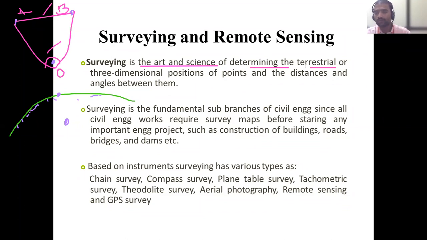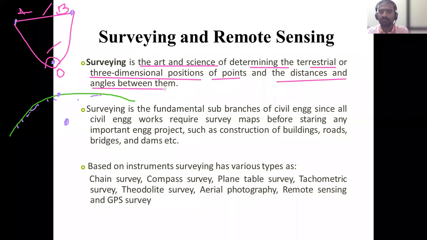Ground के ऊपर जो है ना, that is called as terrestrial. Or three-dimensional position of a point. एक point है that is on the surface of the ground and the distances and angles between them. Okay, so I can define like this also. Surveying is an art of determining the relative position of a point. Where is that point? Point is on the surface of the earth, above the surface of the earth, or below the surface of the earth. How to measure? By measuring the distances and angles between them.